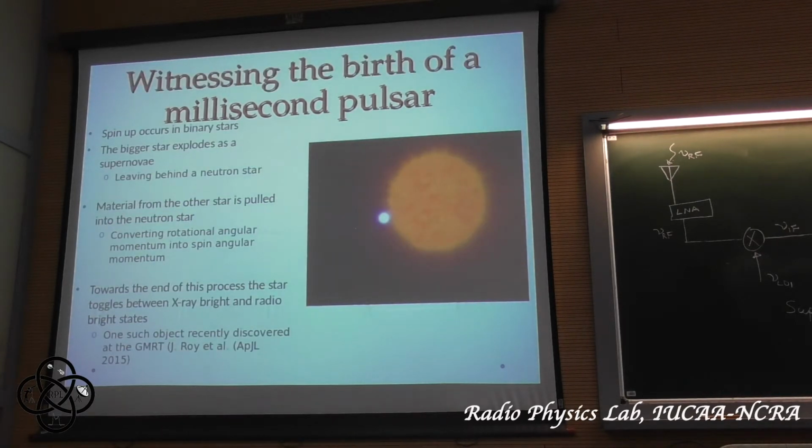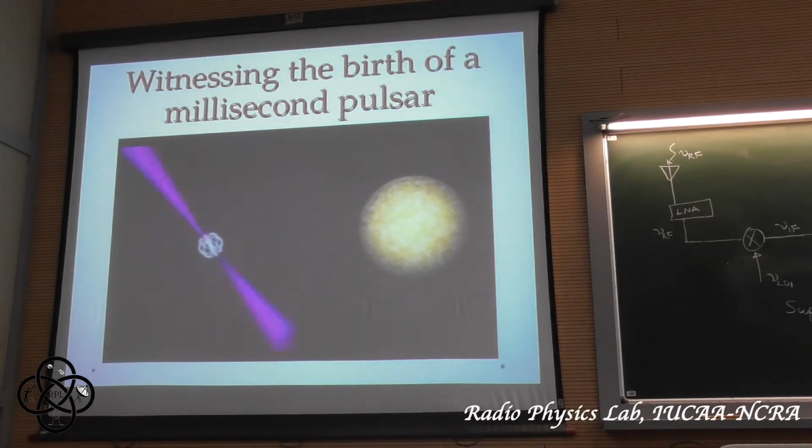The idea is very interesting. This spin up actually happens when you have binary stars, right? So the bigger star explodes as a supernova, like I just described, leaving a neutron star behind. And then this neutron star is very dense, very compact, and has a very strong gravity, and so it gradually starts pulling material out from the companion star onto itself. As the material from the companion star falls onto it, the orbital angular momentum which that material has gets converted into spin angular momentum of this object. So this object spins faster and faster until you finally spin at millisecond periods.